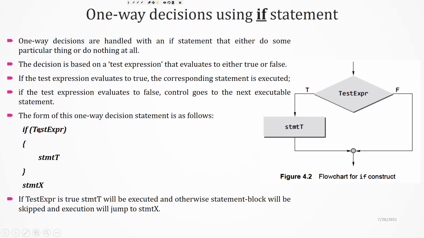Within brackets there is a test expression, and then there is an opening curly brace and a closing curly brace. Inside that we have some statements, and after that we have some normal statements. So the meaning is, if the test expression is true, statement T will be executed, and otherwise the statement block will be skipped. That means this statement T block will be skipped and execution will jump to statement X.